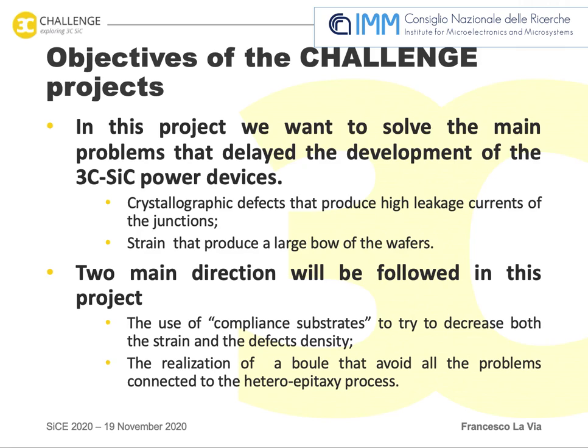In this project, we want to solve the main problems that delay the development of 3C silicon carbide power devices: reduce the crystallographic defects and the strain. Two main directions will be followed in this project: the use of compliant substrates to try to decrease both the strain and the defect density, and the realization of a bulk material that avoids all the problems connected to the hetero-epitaxy process.